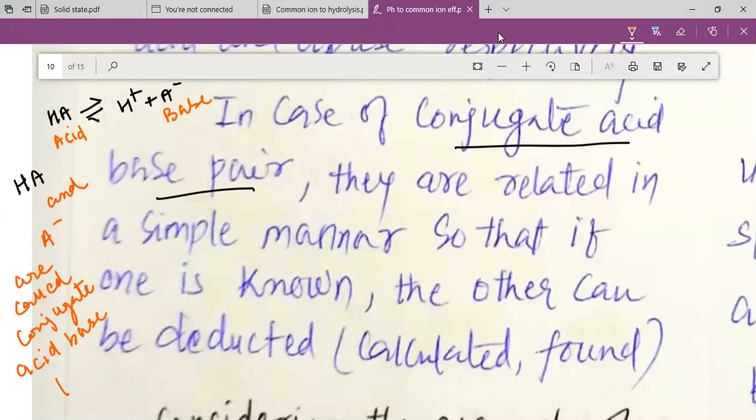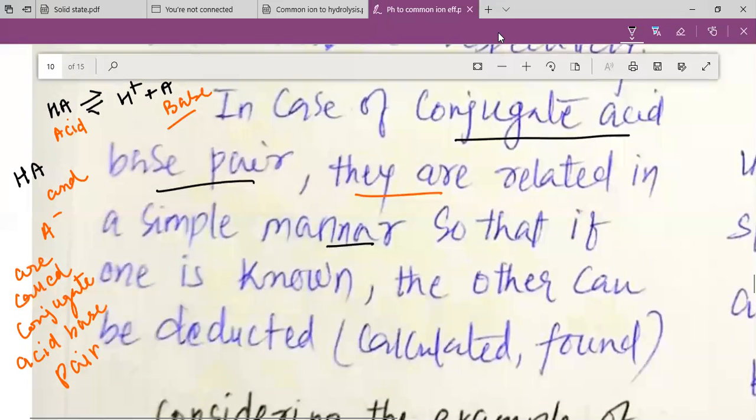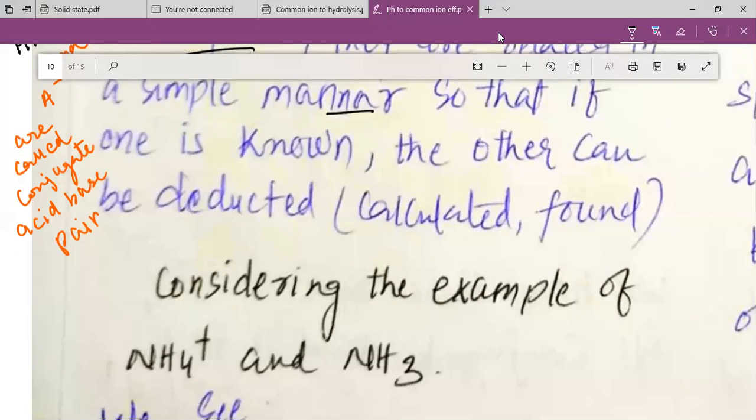So, my dear students, here we understand the meaning of the conjugate acid base pair. The acid which, when it loses its H+, forms something, that something which is formed is the conjugate base for that acid, and this pair of the acid and its conjugate base is known as the conjugate acid base pair. They are related in a simple manner, so that if one is known, the other can be deduced.